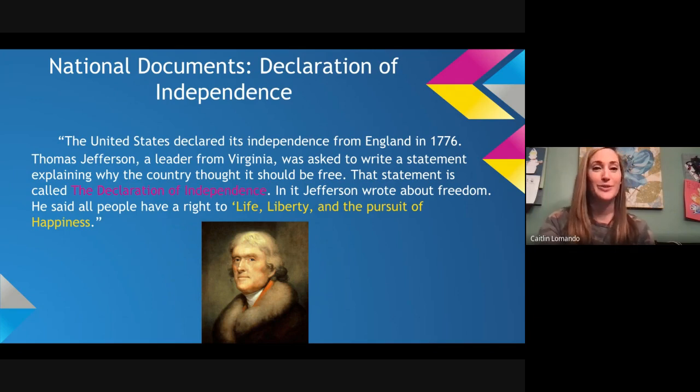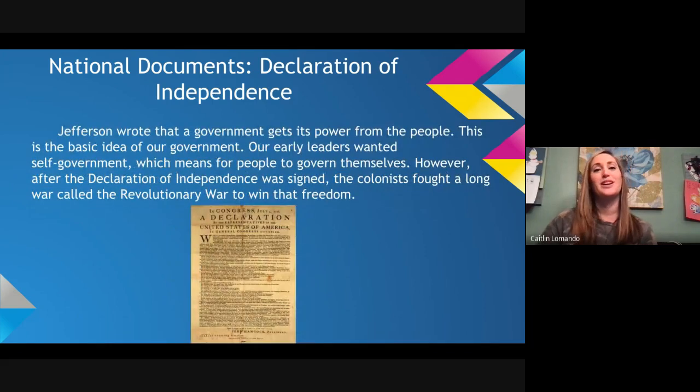And we also know from our schema, from our background knowledge, that Thomas Jefferson would later go on to become president of the United States. Here is the actual Declaration of Independence. Jefferson wrote that a government gets its power from the people. This is the basic idea of our government. Our early leaders wanted self-government, which means for people to govern themselves.